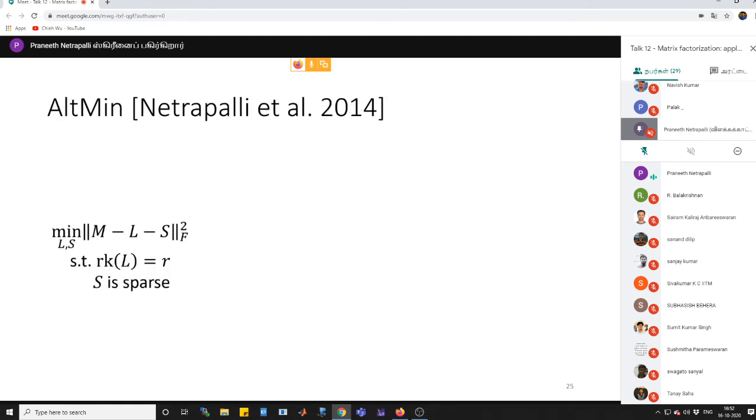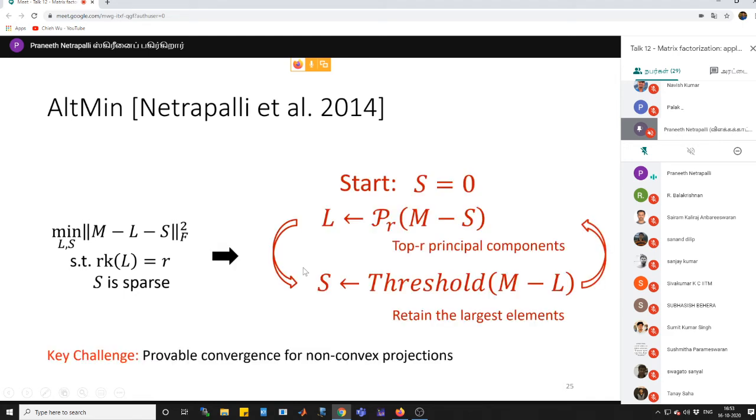So the alternating minimization algorithm again is the following. You write the Frobenius square objective, and you want to minimize this Frobenius square objective over L and S, where rank of L is R, so L is low rank, and S is sparse, right? So this is the condition. And alternating minimization again first starts with say S equal to 0. And in this case, minimizing the Frobenius square of M minus L is just taking the top R principal components of M, right?